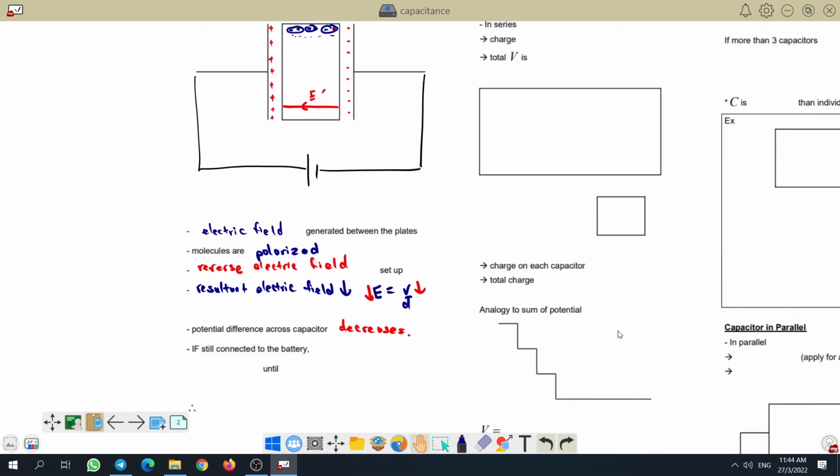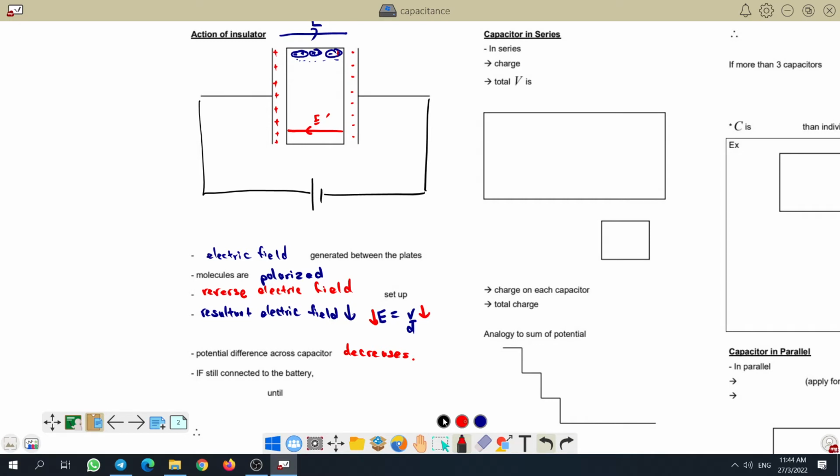Okay, so it depends. If you are still connected to the battery after you put in the insulator, so sekarang V nya sudah decrease. Ingat dia akan charge akan flow until V dia sama dengan bateri. So imagine dia sudah sama dengan bateri, lepas tu kamu tambah lagi insulator, so dia V decrease, maksudnya sekarang V bateri kamu masih lagi besar daripada V. Okay, so it's still connected to the battery, then what will happen is actually more charge will flow.